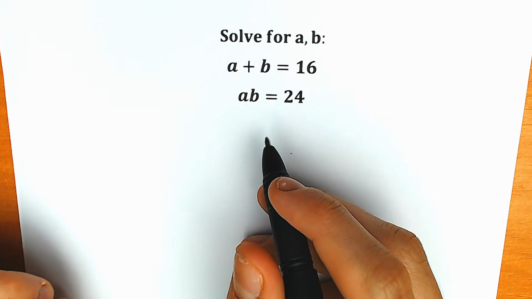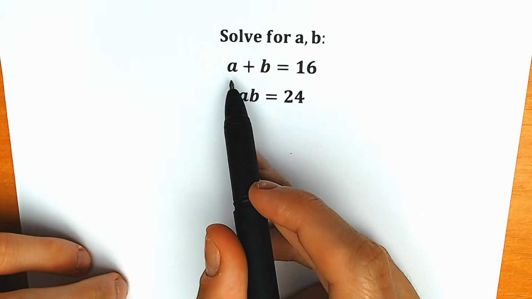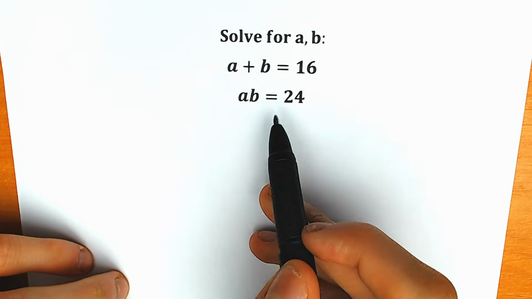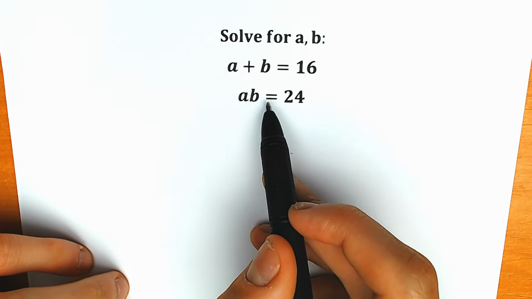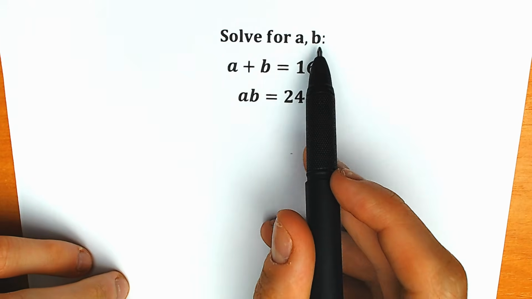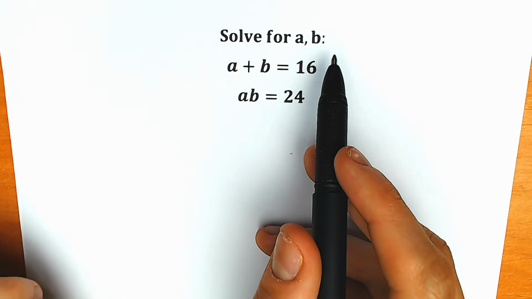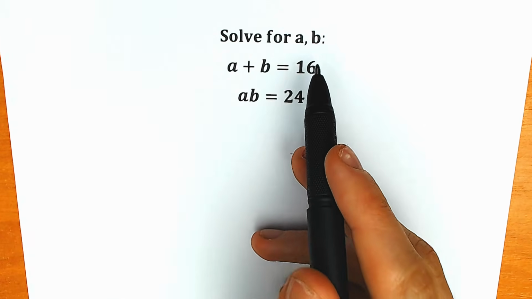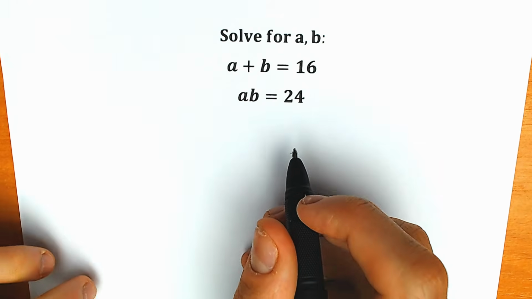Today we have a great, quick and relaxing algebra question. We know that the sum a plus b equals 16 and the product a times b equals 24. We need to solve this question for a and b, so write your solution in the comments below, write your thoughts, write your notes, and then we will check our answer, so it will be really interesting.